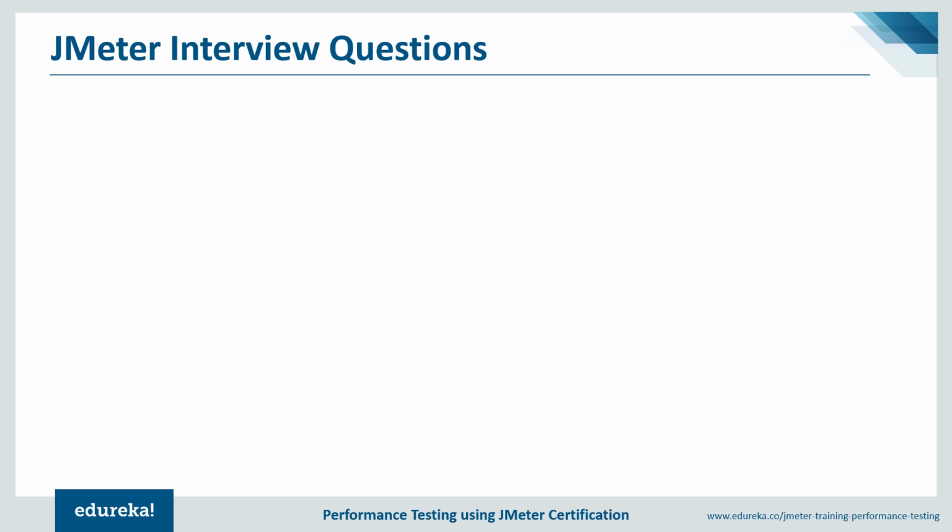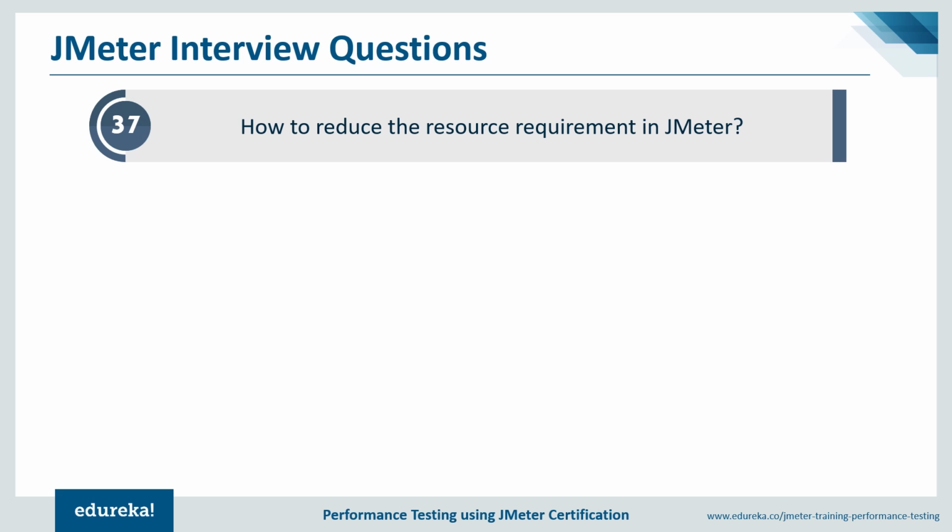Now moving on, the next question is how to reduce the resource requirement in JMeter. Now to reduce the resource requirements in JMeter, we should use the non-GUI mode. So for that we have the command as jmeter -n -t and then the location of the test script, then -l and the location of your test results. You can also check out the load test using JMeter tutorial in order to understand how to perform load testing in JMeter in the non-GUI mode.